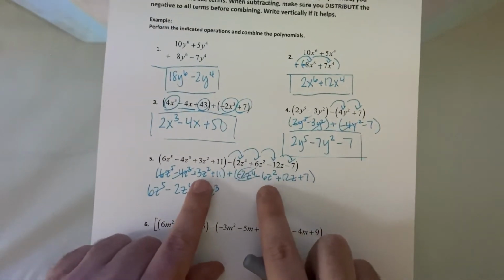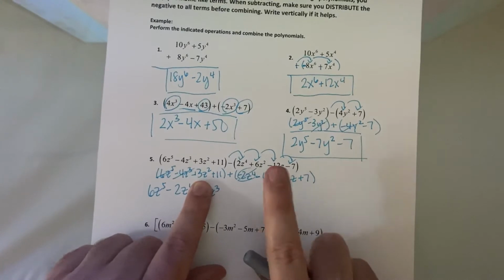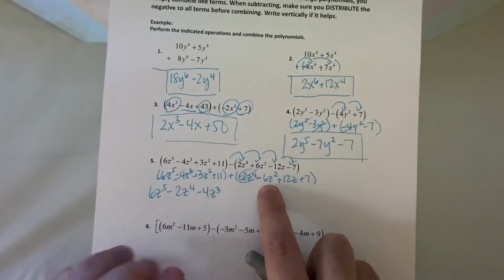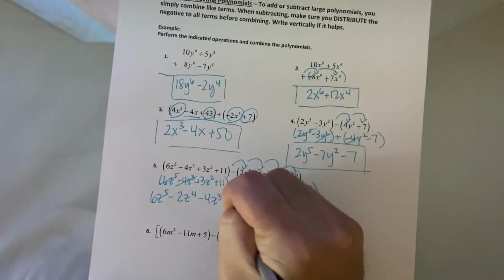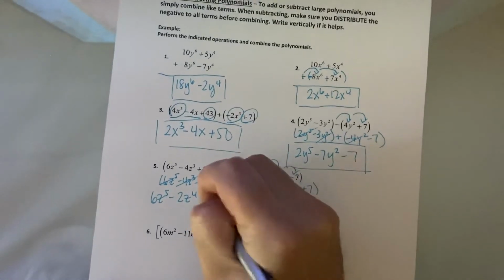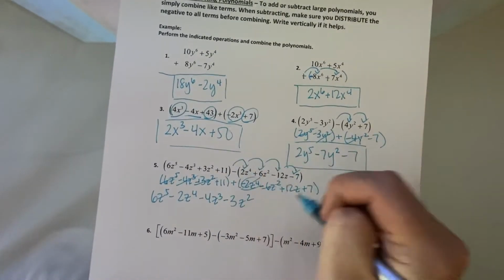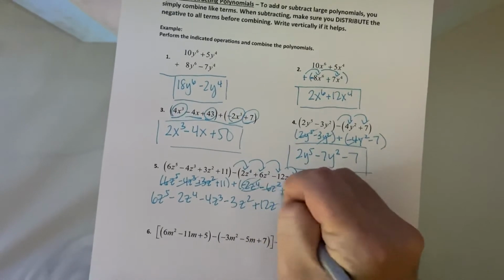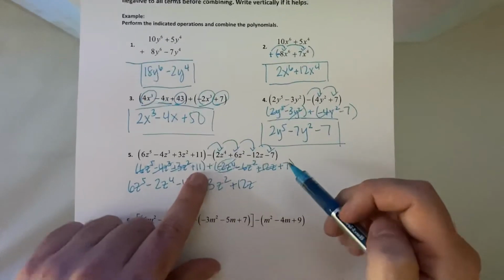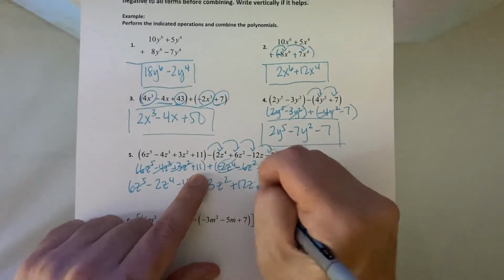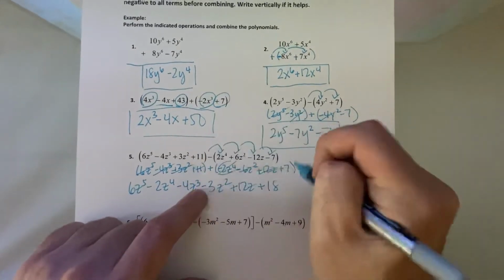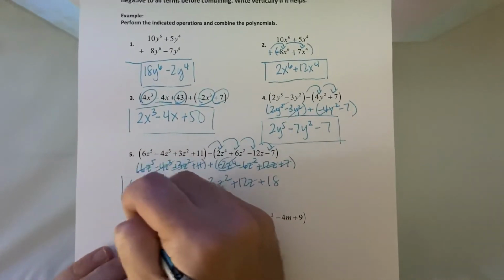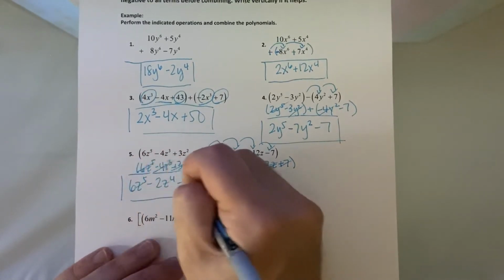Finally, I see one that does combine. 3z squared and negative 6z squared. 3 minus 6 is negative 3z squared. So these two are gone. I have a power of z that also doesn't combine, so plus 12z, we're going to bring it down. And finally, my constants. 11 plus 7 is 18. And once everything's gone from up here, we should be done.